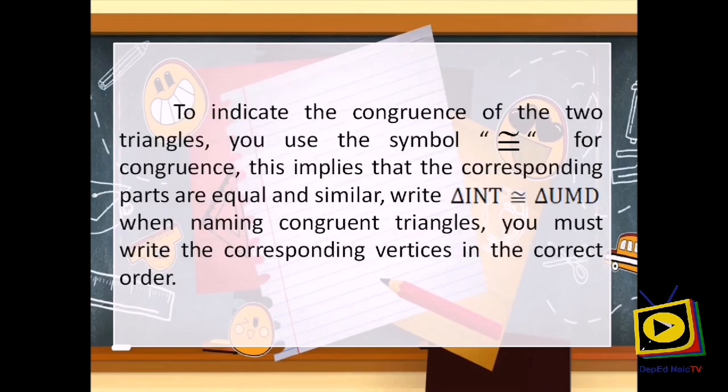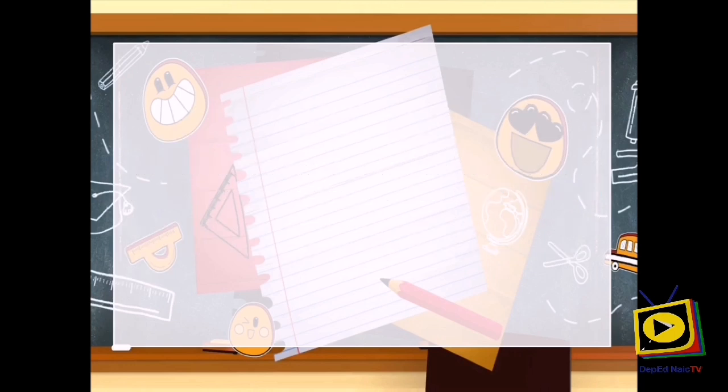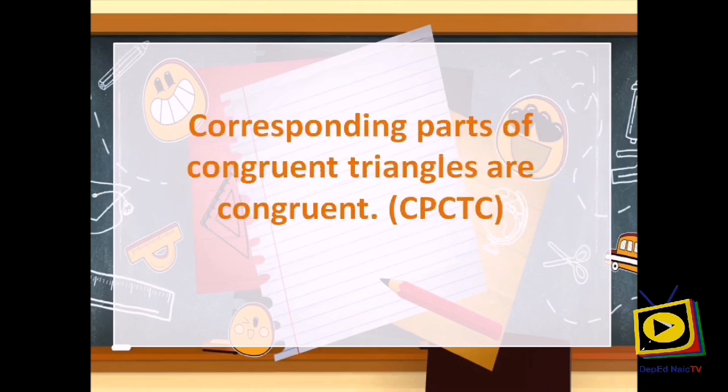To indicate the congruence of the two triangles, you can use this symbol. For congruence, this implies that the corresponding parts are equal and similar, right? Triangle IND is congruent with triangle UMD. When naming congruent triangles, you must write the corresponding vertices in the correct order. That is called CPCTC, or corresponding parts of congruent triangles are congruent.